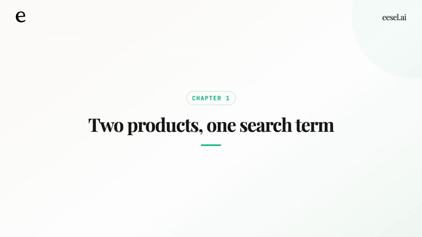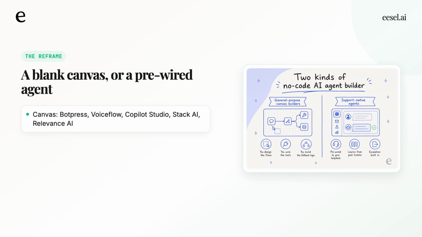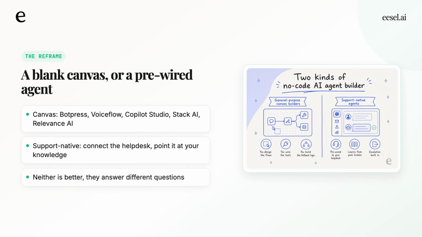Start with a reframe, because knowing which camp you need is most of the decision. The first camp is the canvas builder: Botpress, VoiceFlow, Copilot Studio, Stack AI, and Relevance AI. A blank drag and drop surface, a library of nodes, and the freedom to build an agent for almost anything. The second is the support native agent, built for one job, where you connect Zendesk or Freshdesk and point it at your knowledge. Neither is better in the abstract.